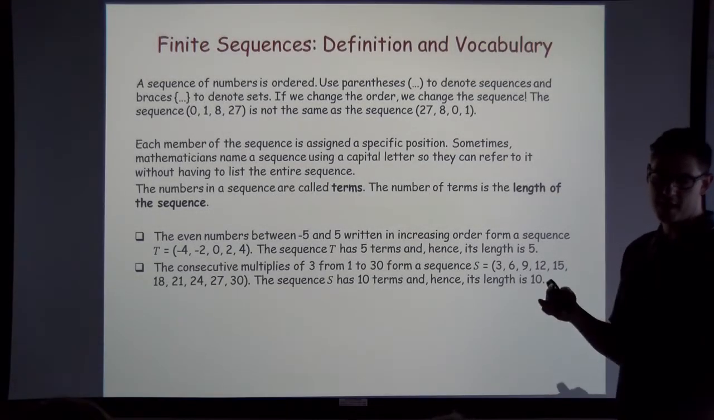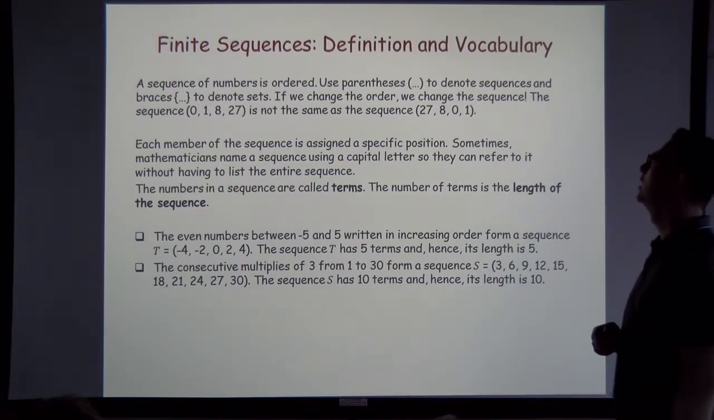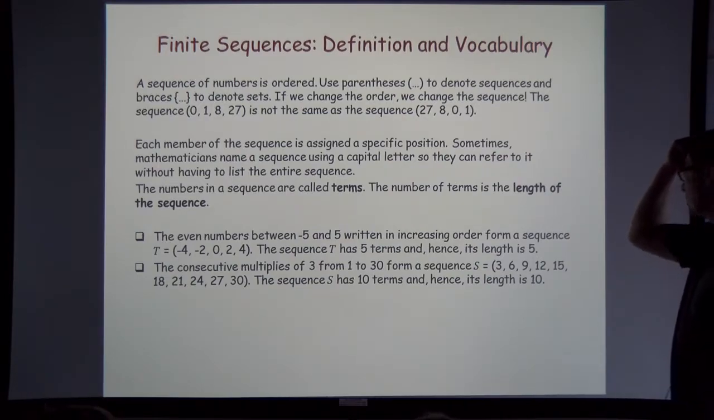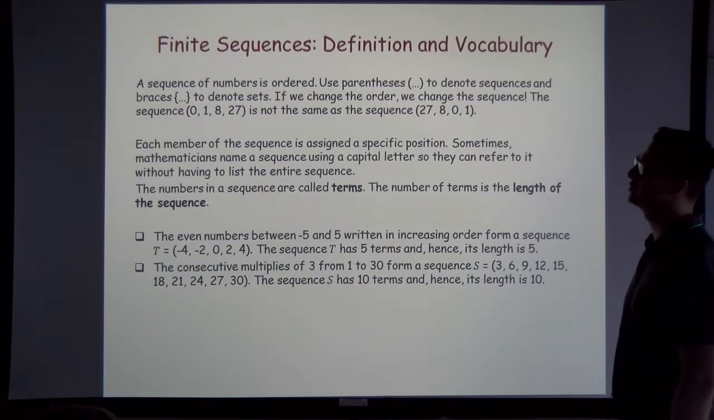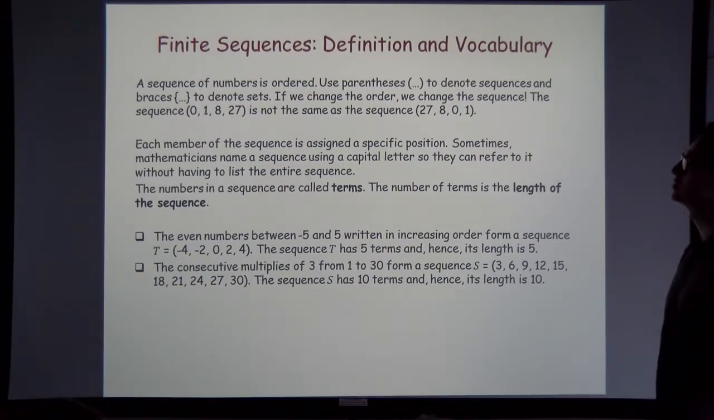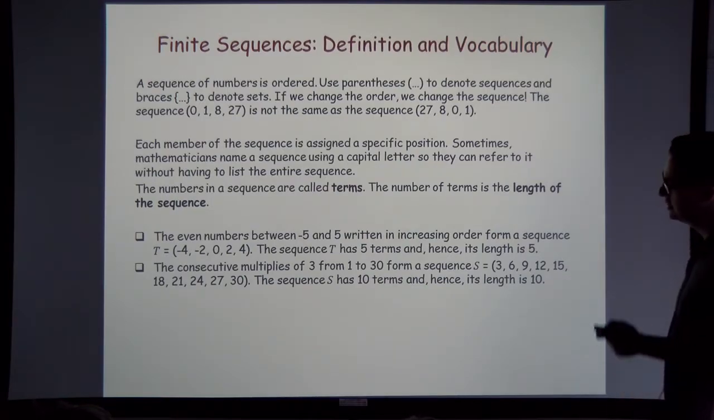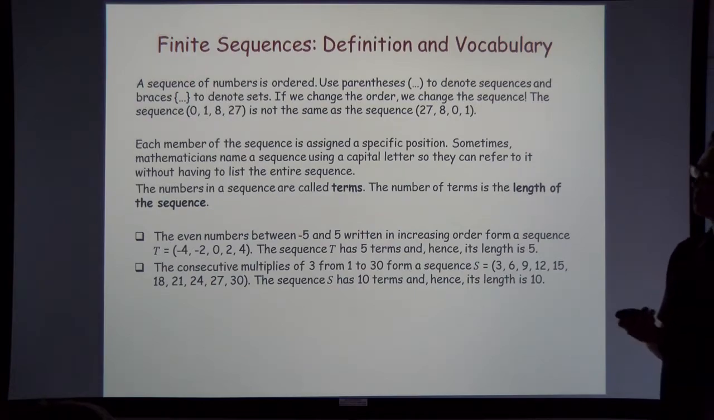All right, so welcome back. We're going to do our second part of our third session here. We're going to start off with finite sequences. So a sequence of numbers is ordered. We're going to use parentheses to denote sequences and braces or brackets to denote sets. So if we change the order, we change the sequence. So the sequence 0, 1, 8, 27 is not the same as 27, 8, 0, and 1. So you have to keep it in the same order.